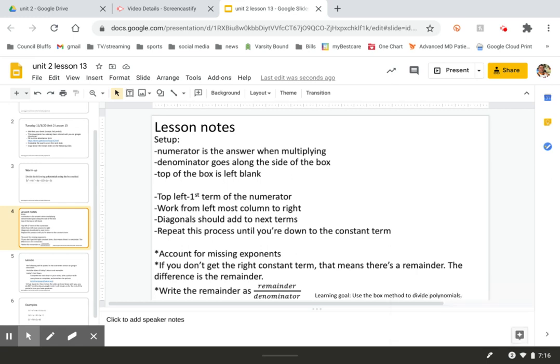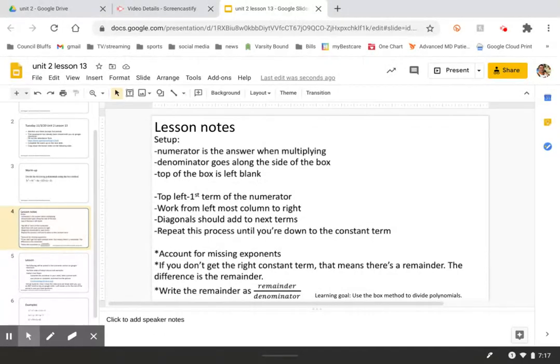All right, so we're doing lesson 13. Lesson 13, we are doing dividing polynomials again. So most of the lesson notes for today are the same as last time. I added just a couple things at the bottom here. So just a reminder when we're dividing to make sure that we're accounting for missing exponents. And this is where it's going to be a little different from the last time.